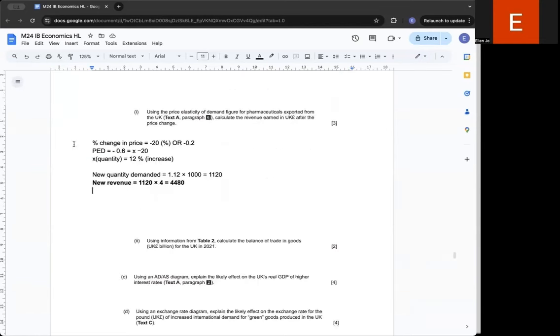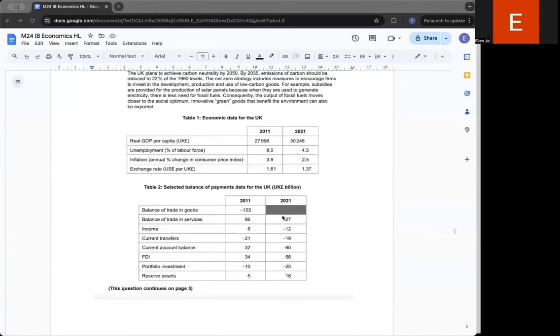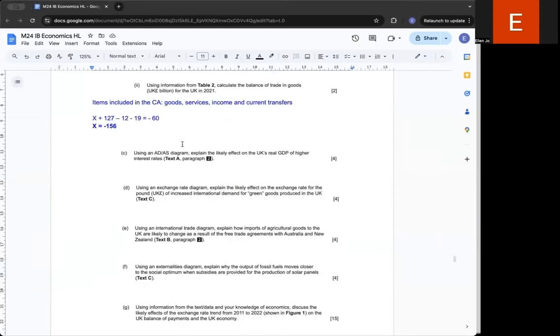What we should calculate is the after quantity due to the price change. Then we can get the value of revenues by doing this. So the answer is this one. Using information from Table 2, calculate the balance of trading goods for the UK in 2021. In Table 2, we can check the data for the current account balance, including goods, services, income, and current transfers. So for the year 2021, we know the sum of all is -60, as the question said. So we can simply get the value that we want, which is -156.